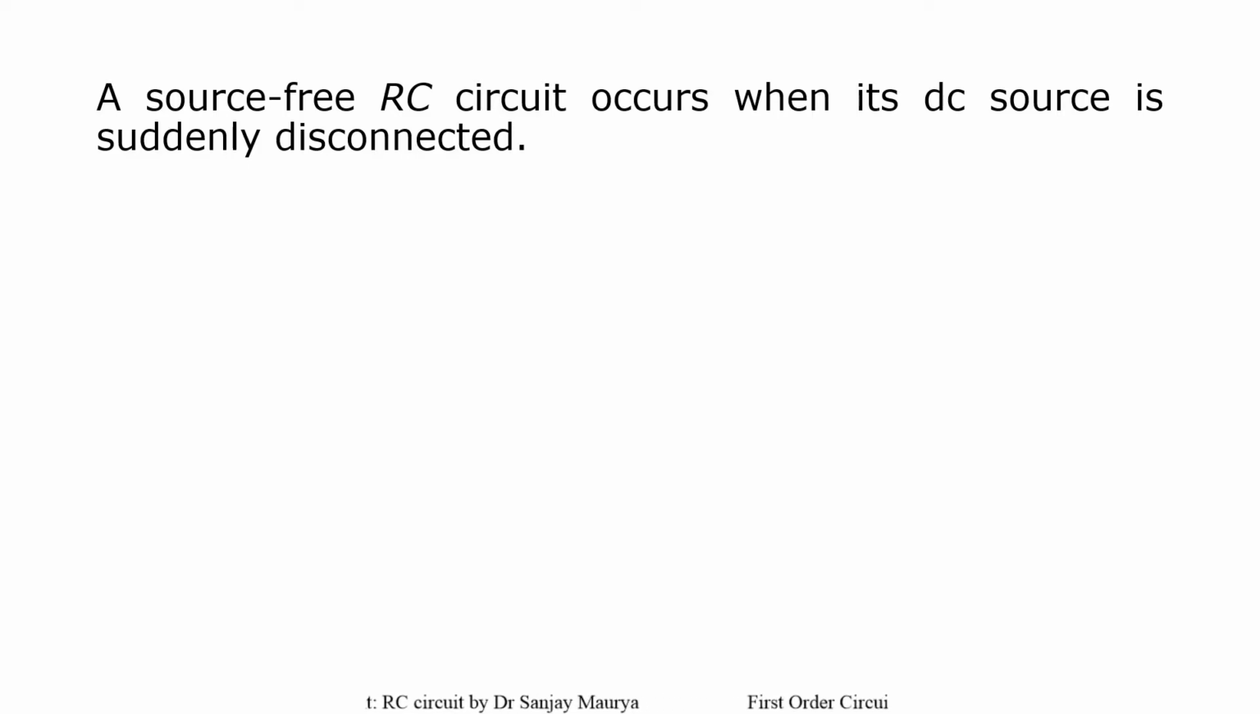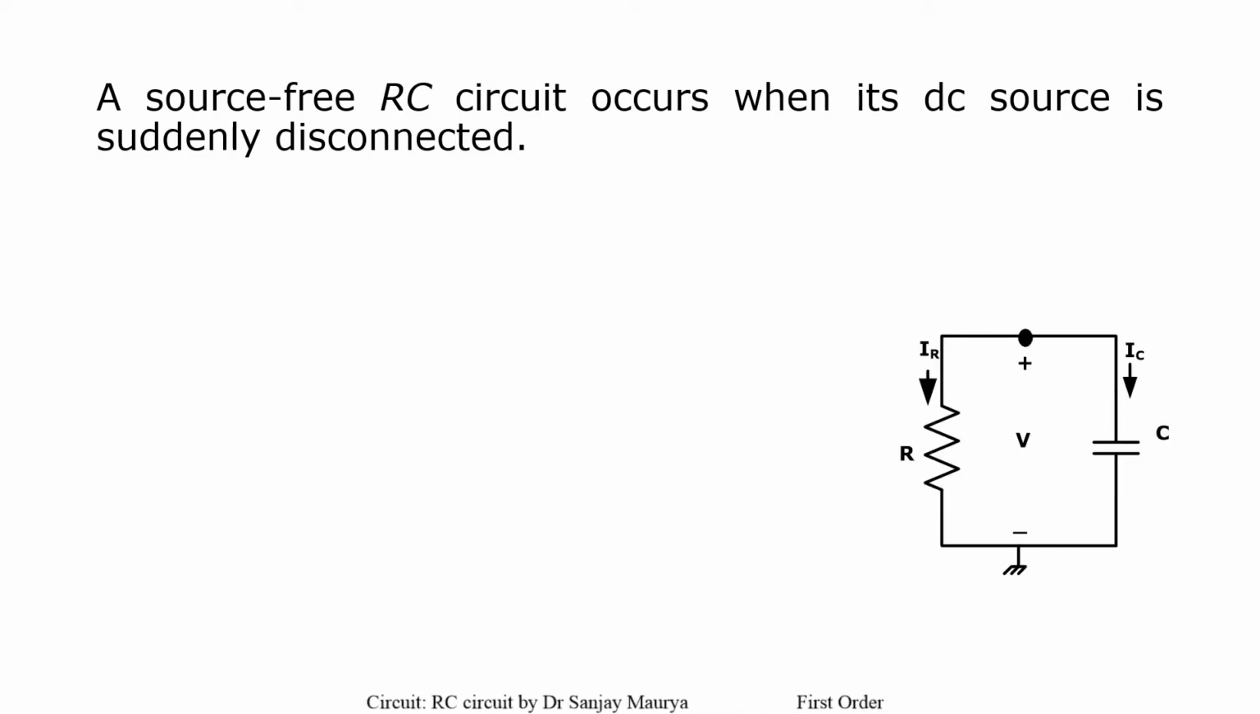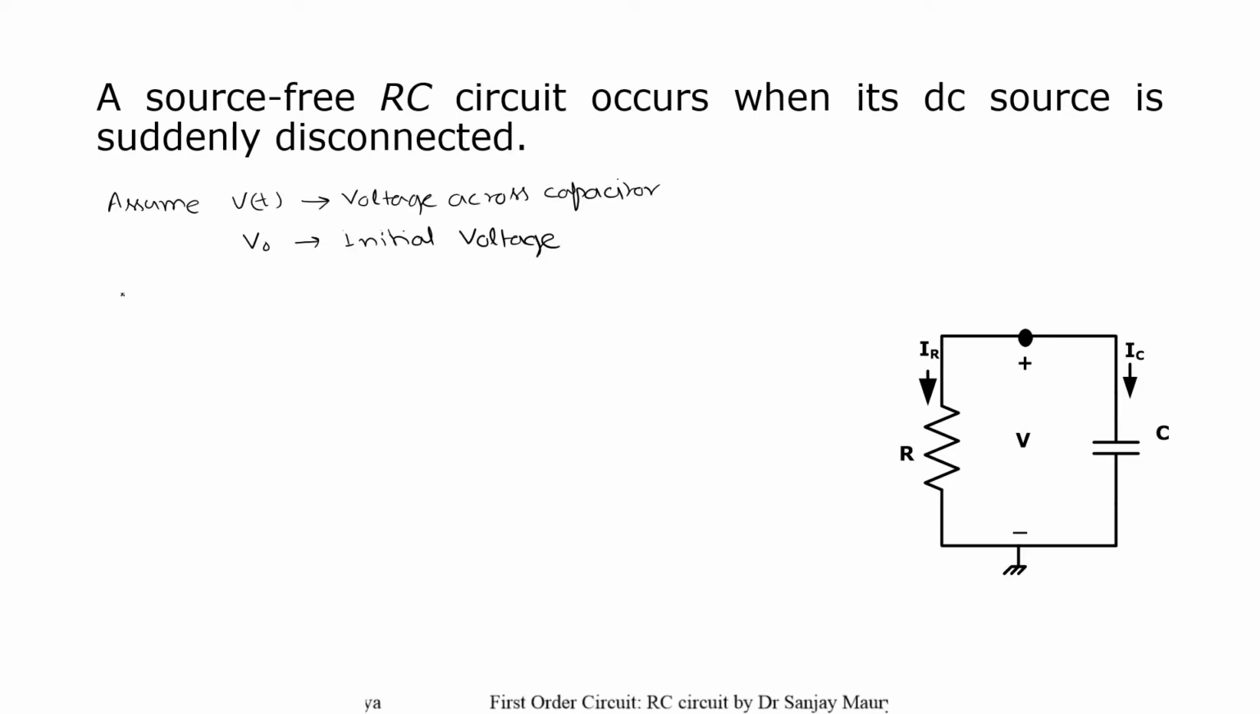To analyze this condition, consider the series connected RC circuit. Here the capacitor is initially charged. Now to determine the response of this circuit, I am assuming the voltage across the capacitor as V(t) and the initial voltage across the capacitor is V0. Hence the energy stored by the capacitor will be given by W0 equal to half of C V0 square.